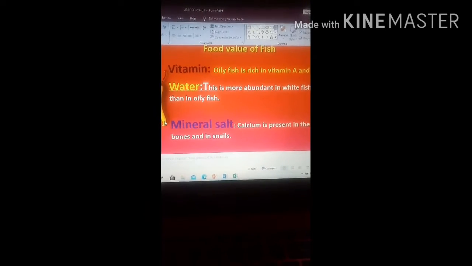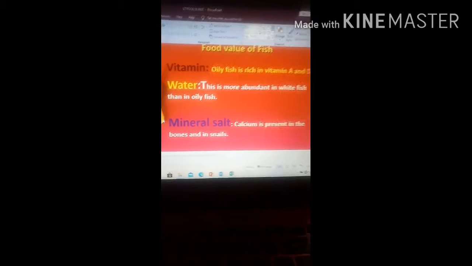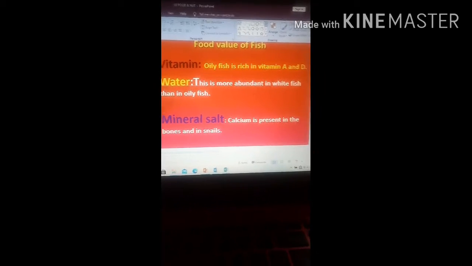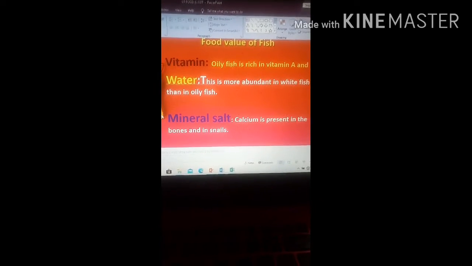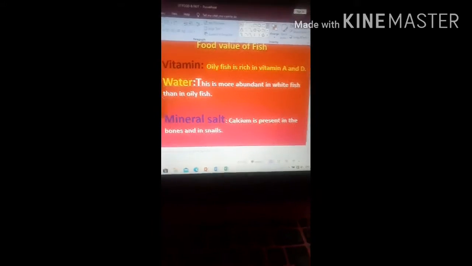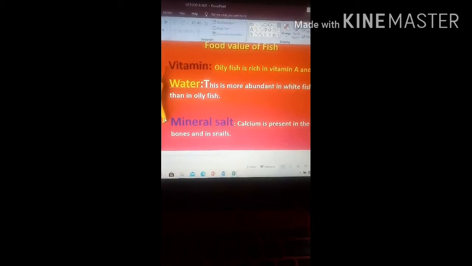Then under food nutrients found in fish is a mineral salt. Calcium is present in the bones of the fish and in snails. So whenever you're eating your fish, don't throw away the bone. You can eat the bone of the fish. It will give you calcium.